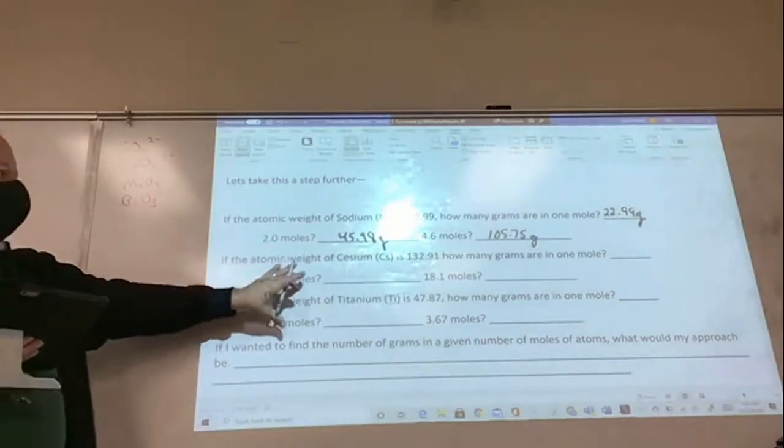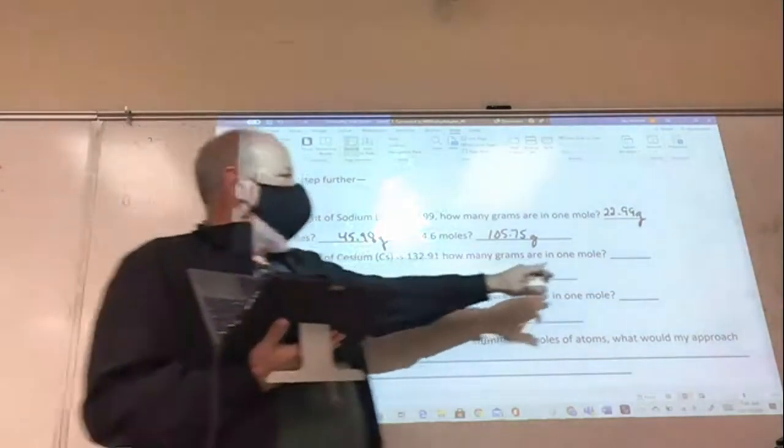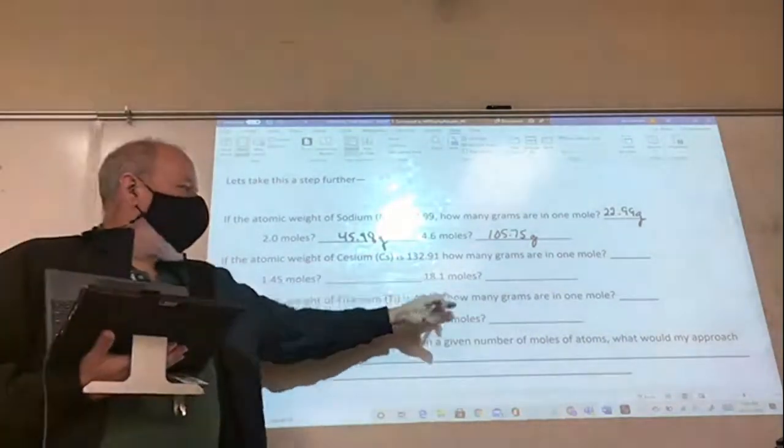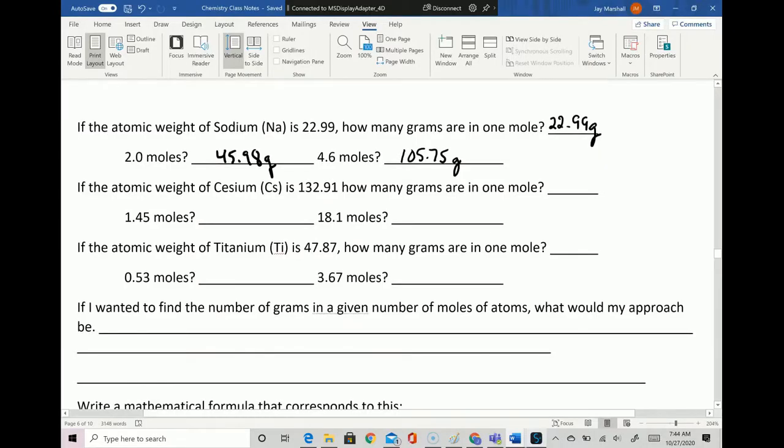I'm going to let you work on this for a couple of minutes. Figure out by analogy how many grams in one mole, and how many grams in these other numbers of moles, and then speculate, tell me if I want to find the number of grams in a given number of moles, what would my approach be? How am I going to find the number of grams in a given number of moles? So, fill the rest of those in. And you can use your calculator or your phone as a calculator. And put it at a table with another person, you can work on it together.